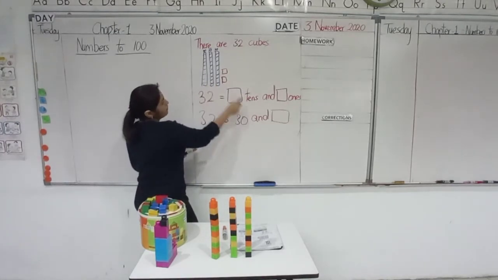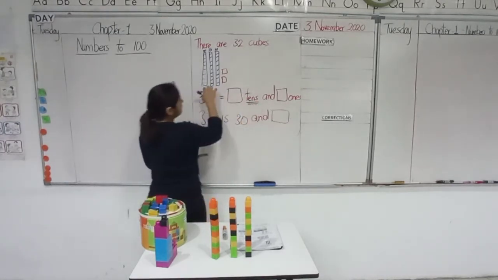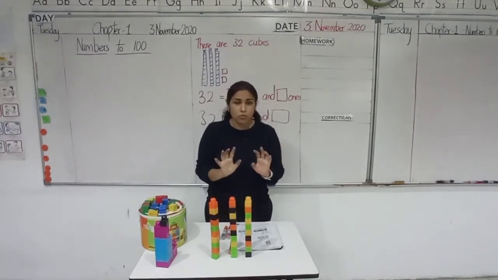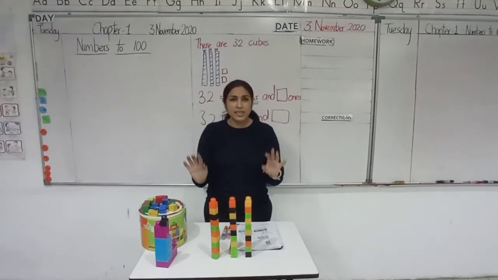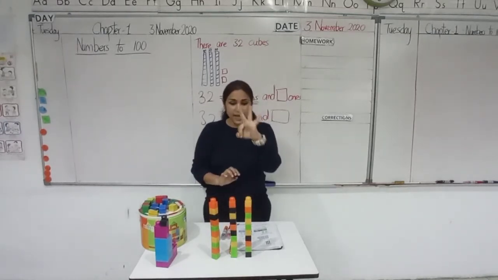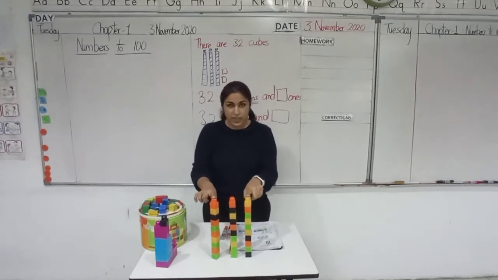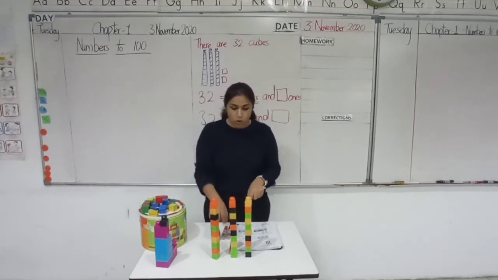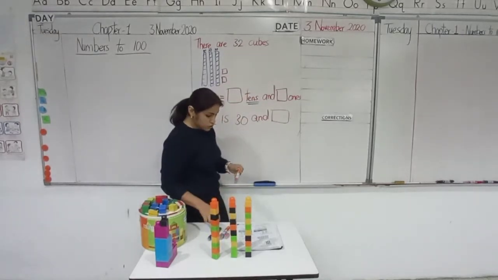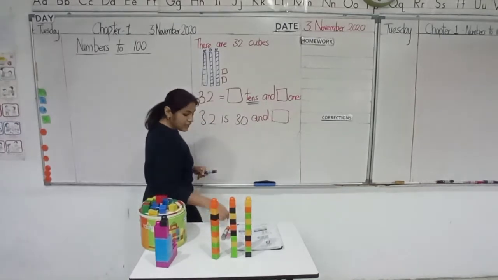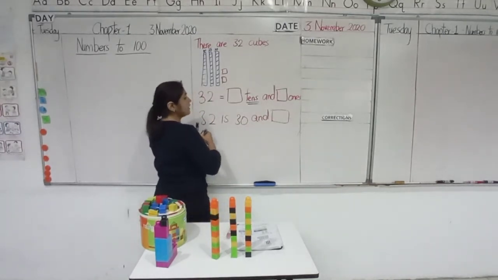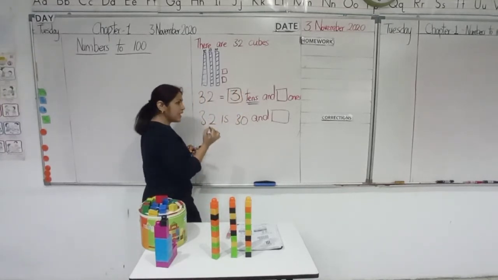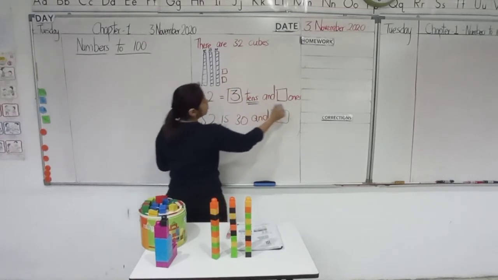So how many tens are there? Look here. Don't tell me 30 tens. No, there are not 30 tens. No, there are 3 tens. Look here. 1, 2, 3. Each stick is a stick of tens. So 3 tens. You are supposed to say there are 3 tens. Say with me. There are 3 tens and how many ones?